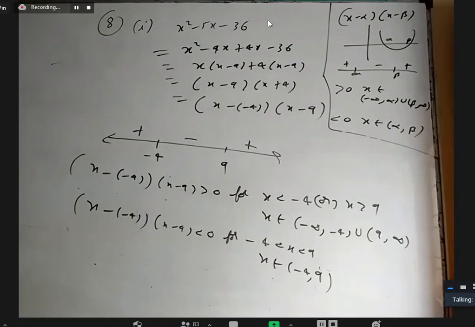Sir, for both, when the expression is positive and negative, they will not include minus 4 or 9? No, because equal to 0 they are not asking. They are only asking when it is positive and when it is negative. Positive doesn't include 0, negative also doesn't include 0.